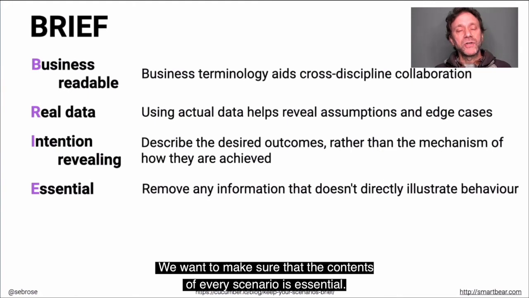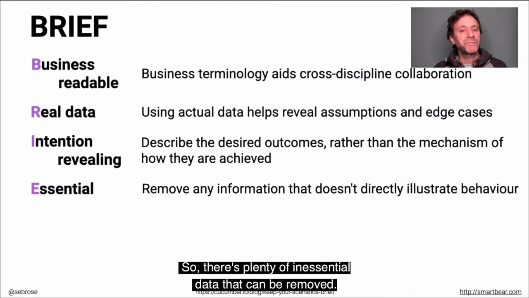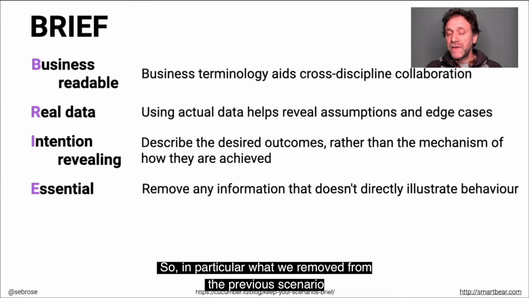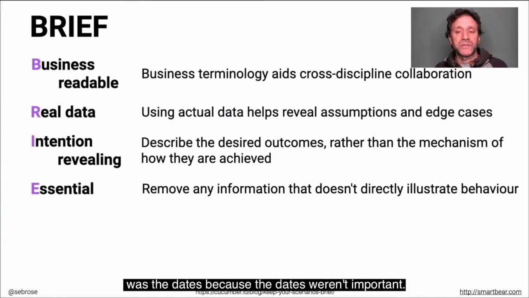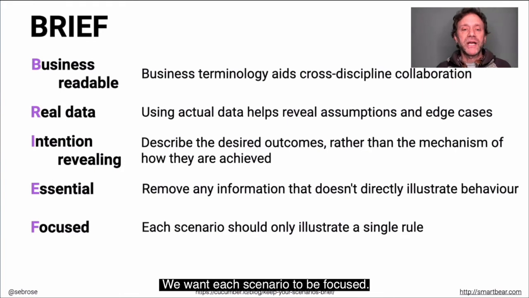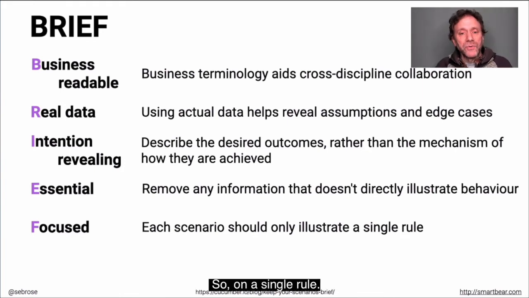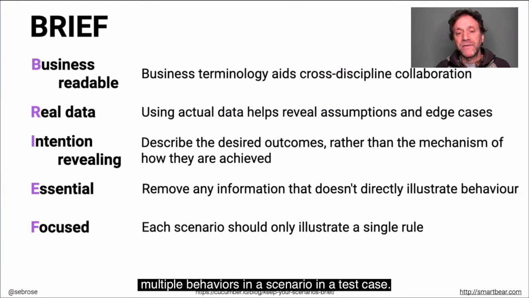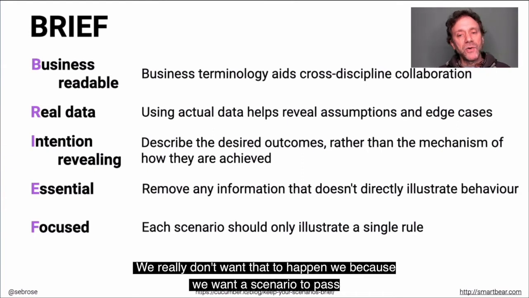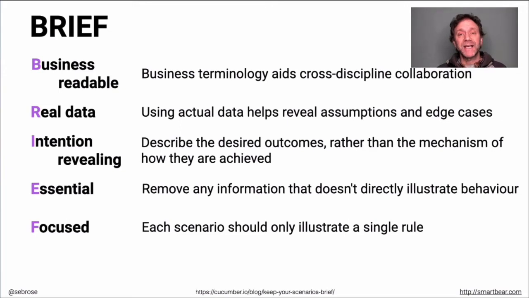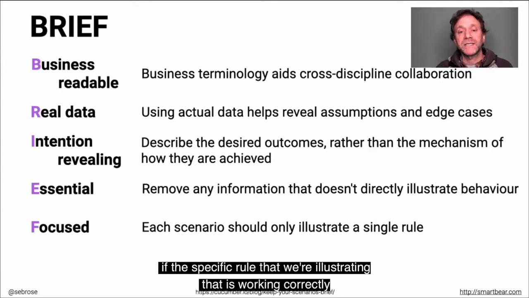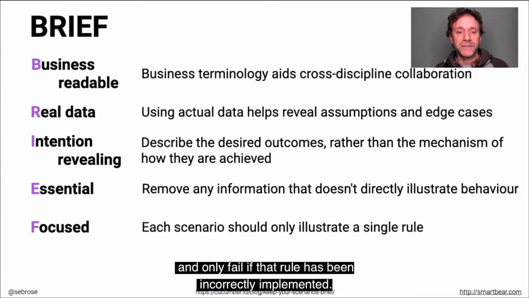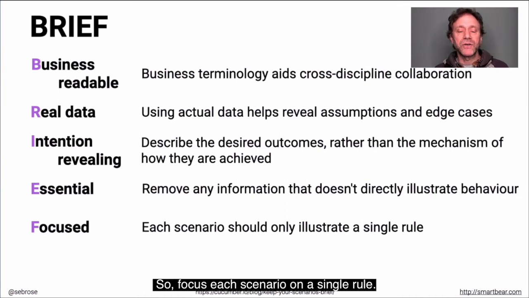We want to make sure that the contents of every scenario is essential. So there's plenty of inessential data that can be removed. In particular, what we removed from the previous scenario was the dates, because the dates weren't important. And we want each scenario to be focused on a single rule. What we find often is that people try and test multiple different rules, multiple behaviors in a scenario, in a test case. And we really don't want that to happen, because we want a scenario to pass if the specific rule that we're illustrating is working correctly, and only fail if that rule has been incorrectly implemented. So focus each scenario on a single rule.